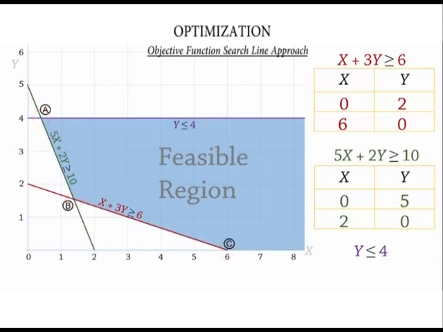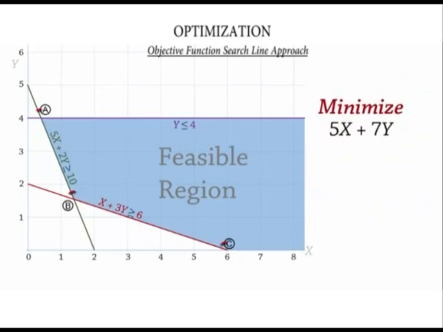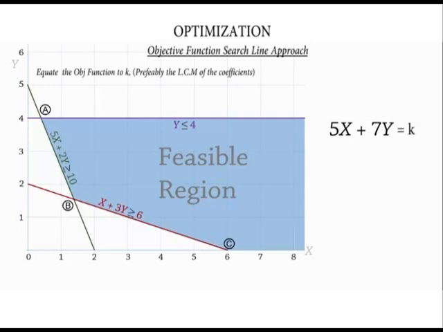Now, recall our objective is to minimize 5x plus 7y. So we find the corner point that will give us the minimum value of 5x plus 7y. Instead of testing each point separately, we will use a search line. To get a search line, we equate our objective function to a k, where k is any number, but preferably the LCM of the constants of x and y. In this case, k will be the LCM of 5 and 7, and that will be 35. So now we have the equation of 5x plus 7y is equal to 35.